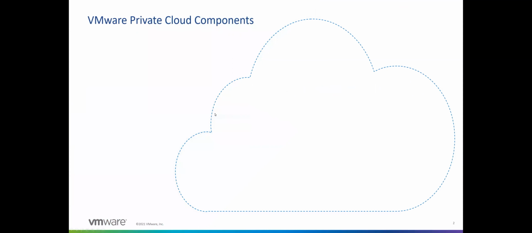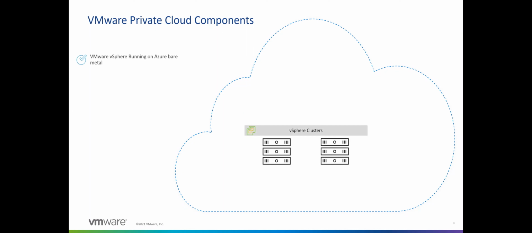Let's get started. AVS is a single-tenant, hyper-converged private cloud running VMware's infrastructure products on bare metal hardware. This solution is not running on nested virtualization on Azure VMs. Instead, customers consume AVS on a host basis. The three infrastructure products that make up AVS consist of the following.